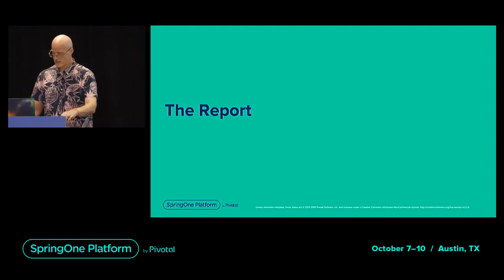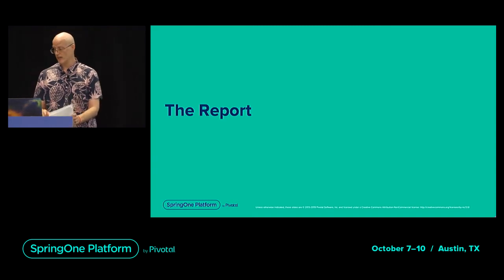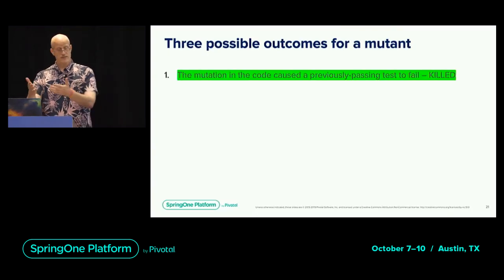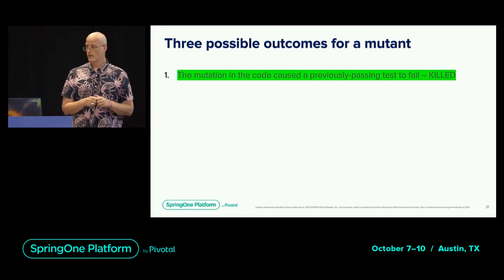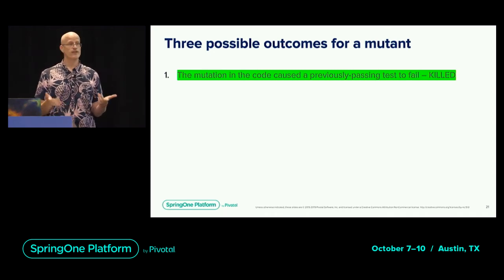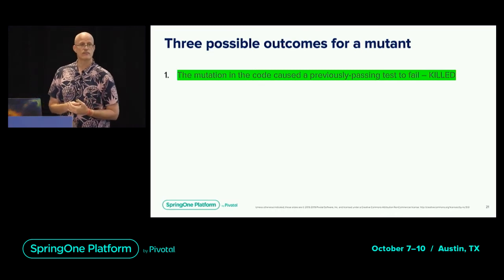So next, the report. You run this stuff, and as Heather says, maybe it takes a couple minutes, maybe it takes up to half an hour if it's a big code base. And you get 3 possible outcomes when you run these tests in your report. This is what the report looks like. The first one is a green bar: the mutation in the code caused a previously passing test to fail. So that's good. The mutant was killed, and you know that your test is protecting you against potential production problems.